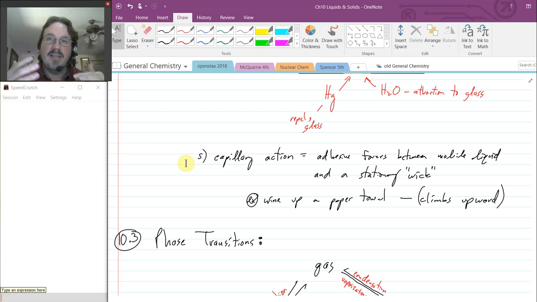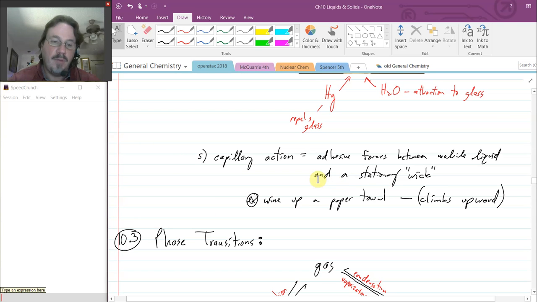It's not like a solid glass. They can make it through the paper towel or through the stem, and so they travel upward. Right? Wine going up a paper towel, as the book uses as an example in its figure.